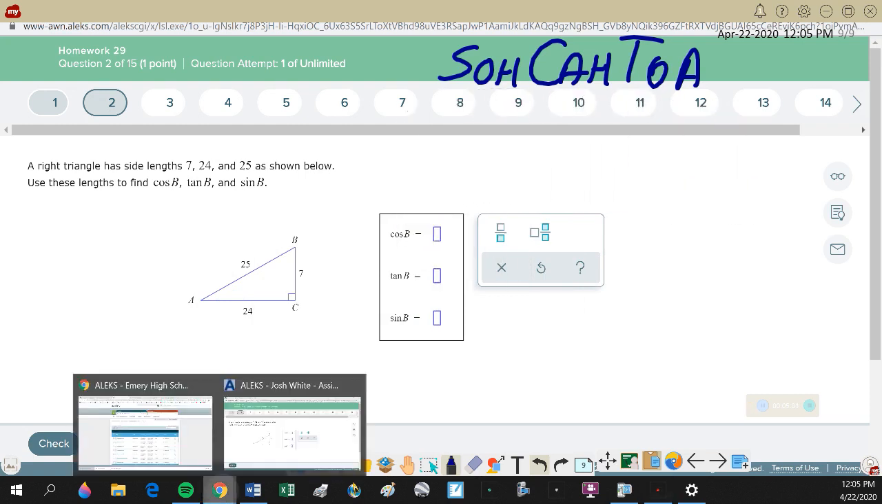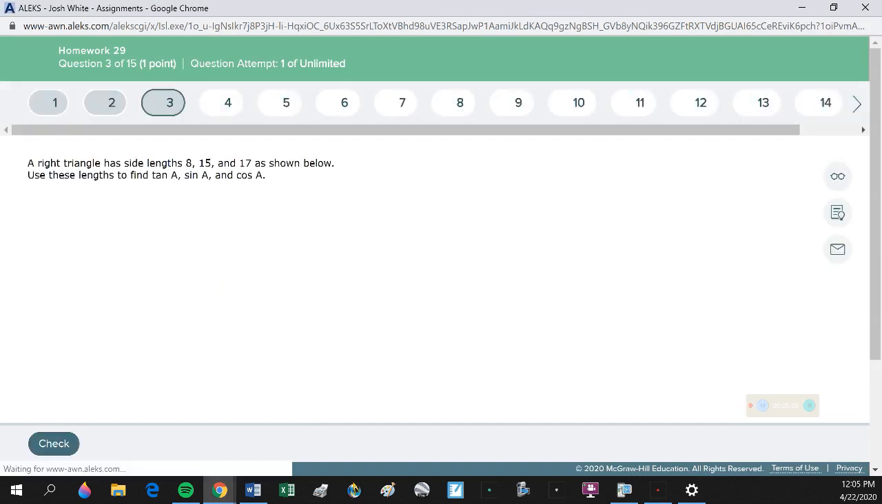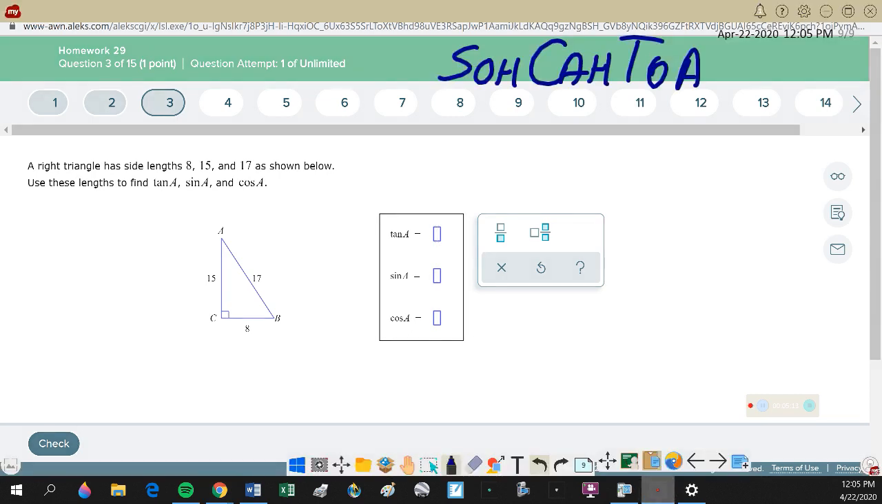All right, let me go to the next problem. So we're going to start out with angle A. This is the angle I'm choosing. H is the long side, A adjacent is next to A, and opposite is opposite A. So tangent is O over A. So the tangent of angle A is going to be 8 over 17.